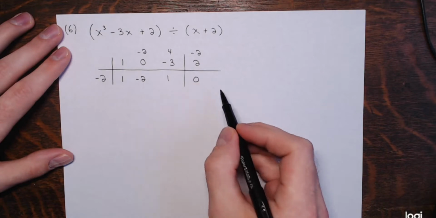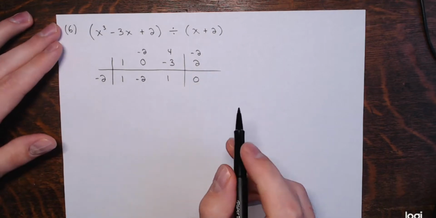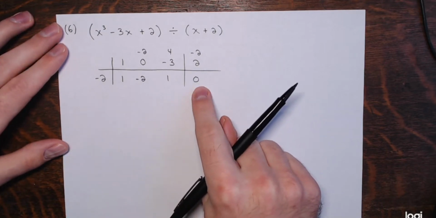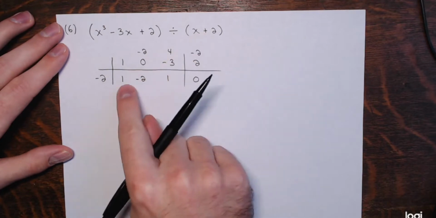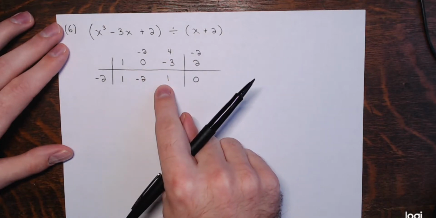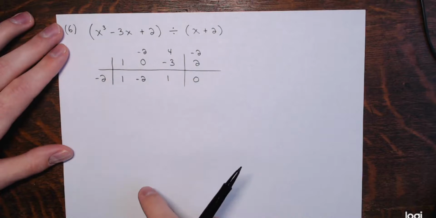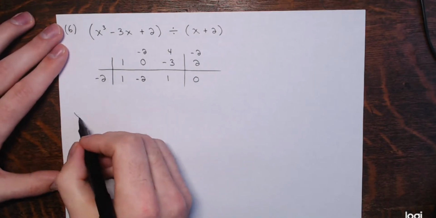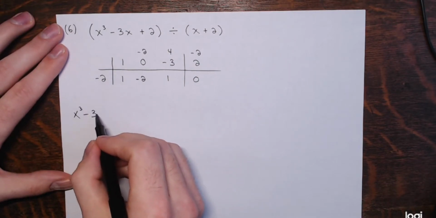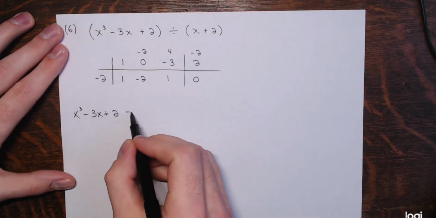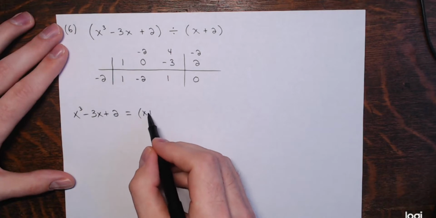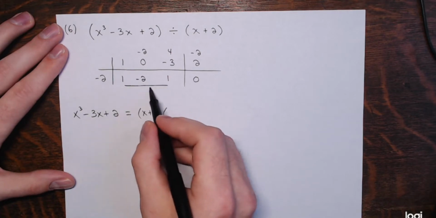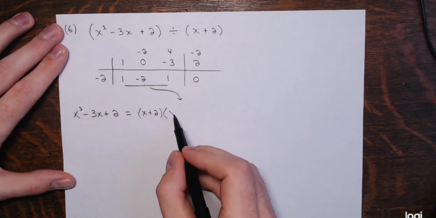Ooh. Remember what a remainder of 0 means. A remainder of 0 means that the divisor and the quotient are factors of the dividend. All right, this means that x cubed minus 3x plus 2, we know how to factor it now. It'll factor to x plus 2, the divisor, times the quotient, which would be x squared minus 2x plus 1.